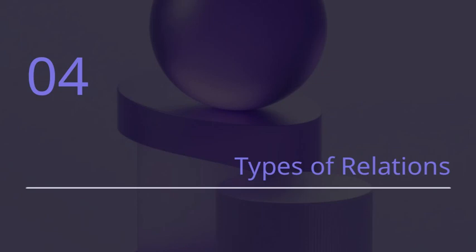Now, let's take a closer look at the different types of relations. These are fundamental because they help us understand how data points are connected within a database or a system. First, we have one-to-one relations, where a single record in one table is linked to a single record in another. Think of it like a person and their passport. Each person has only one passport, and each passport belongs to only one person.